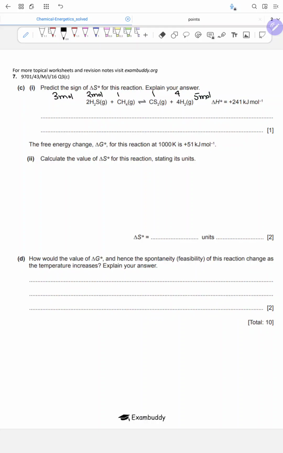So the standard entropy change is, we know that the standard entropy change is the entropy of products minus the entropy of reactants, right? So we have more moles in our products, so entropy will be positive. Now we have to explain why. It's because there are more moles of gas particles in the products.